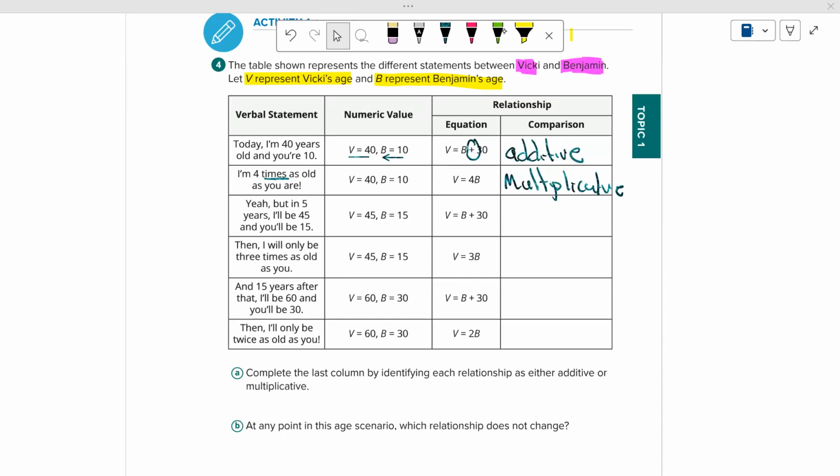All right, so that should give you enough time to finish this on your own. So here we go. For this answer here, I notice a big hint is the addition symbol. So that's an additive relationship. If it says, but in 5 years, I'll be 45 and you'll be 15, they're essentially just adding 5 years, which is another hint. All right, for the next one, you should have got multiplicative.